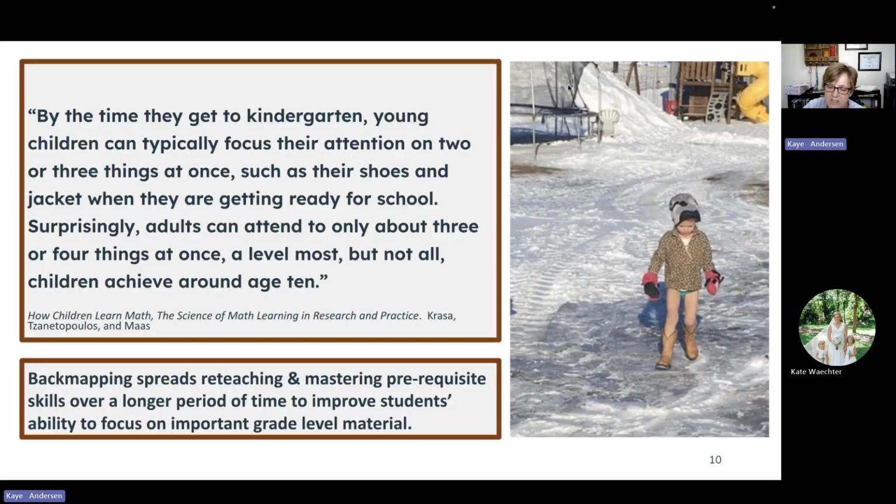This picture does a nice job of demonstrating that by the time a child gets to kindergarten, they can pay attention to only 2 or 3 things at once. As they continue through school and even as adults, we're only able to pay attention to 3 or 4 things at once. Back mapping spreads the reteaching and mastery of prerequisite skills over time, and it improves the student's ability to focus on the grade level material if they have that other stuff mastered to automaticity.